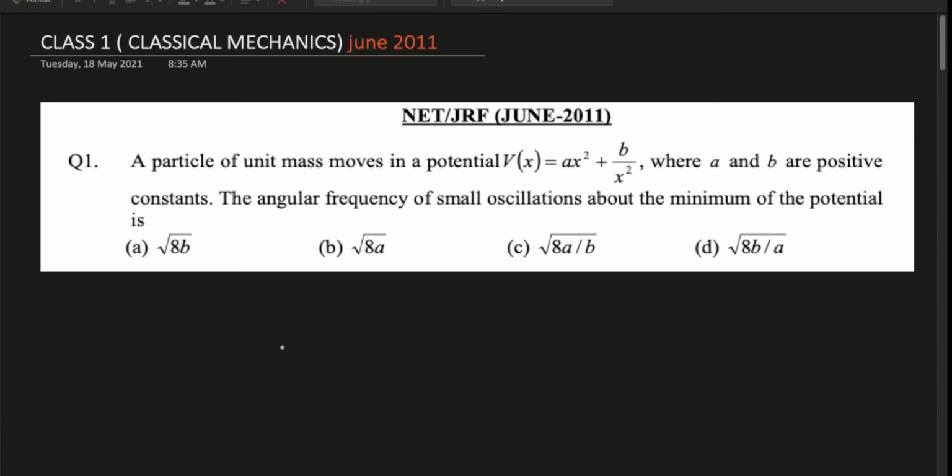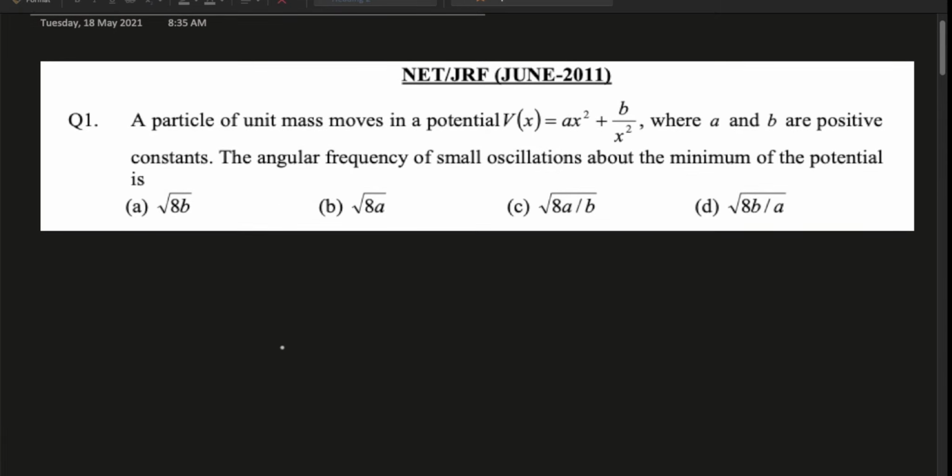All right, so first we'll look at the first problem. A particle of unit mass moves in a potential V(x) equal to ax² plus b/x², where a and b are positive constants. The angular frequency of the small oscillation about the minimum of the potential is this. What will be the angular frequency of the small oscillation? We need to find the value of omega.